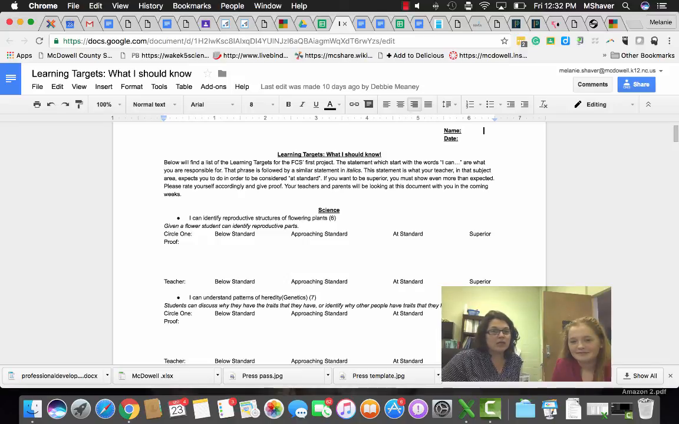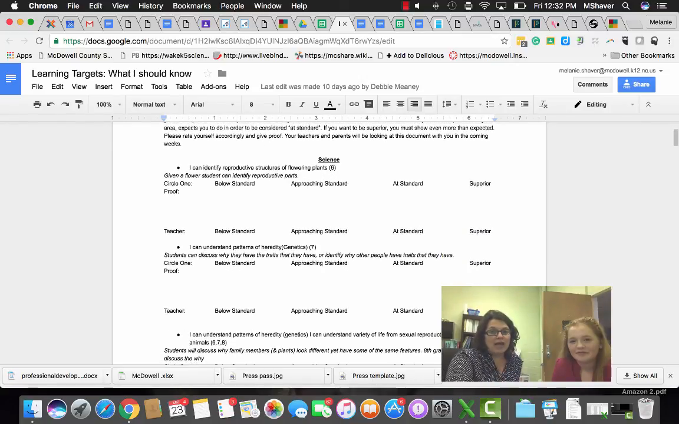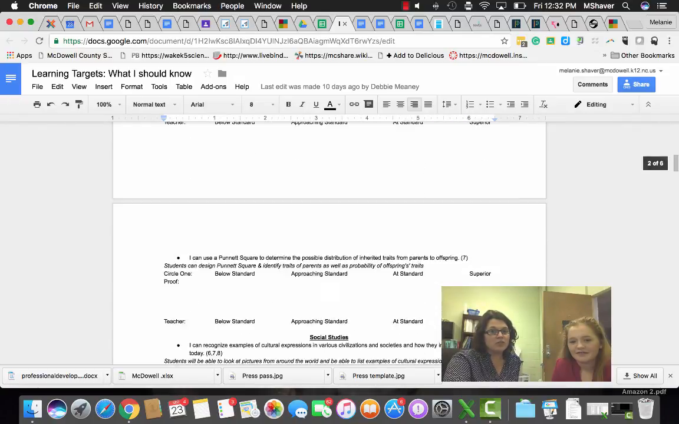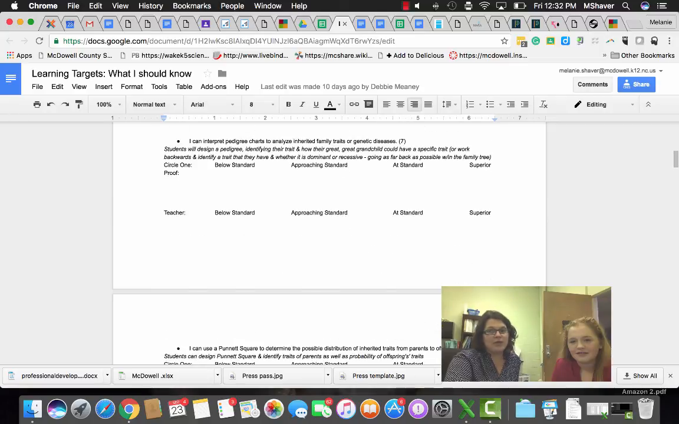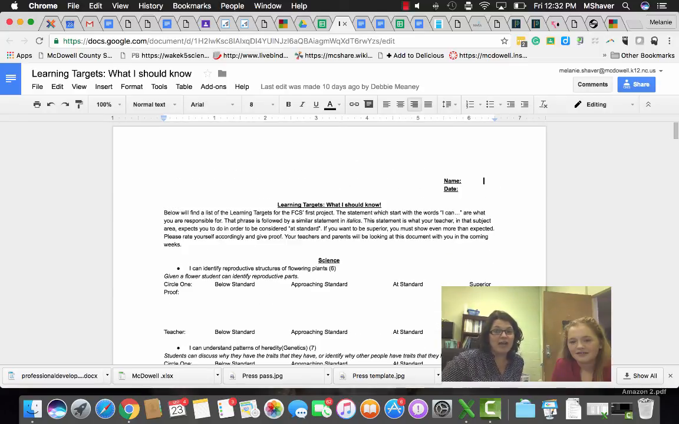So, as we are in the middle of our first project, we see that our learning targets are here. This is what a student should know after they have finished their first project. What we are looking at is science, and we are going to briefly look at social studies as well. Sierra will be playing the role of the teacher, and I will be playing the role of the student, and we are going to enact what has happened between the teacher and the student in a conference where they have marked on their progress report.